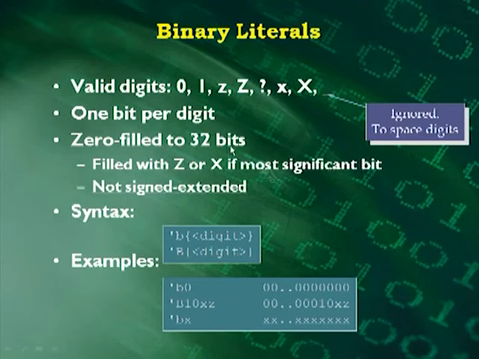And it's 0 filled to 32 bits. We'll talk more here about this. It's filled with 0s if the most significant bit is 0, and not sign extended. So let's start taking some looks.